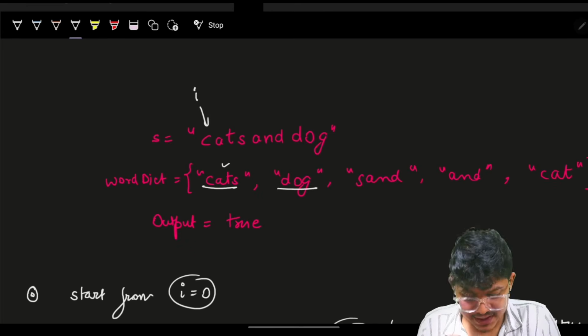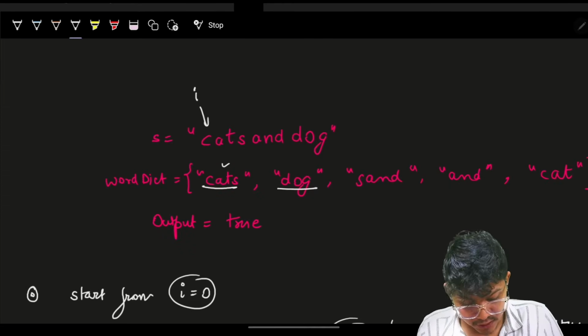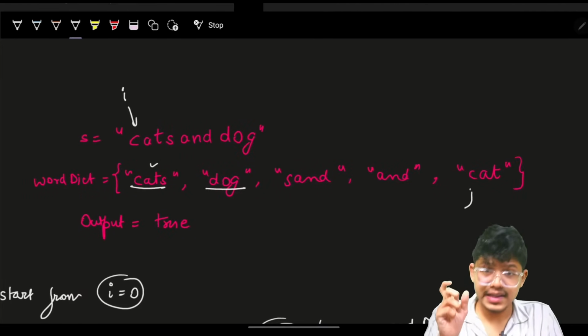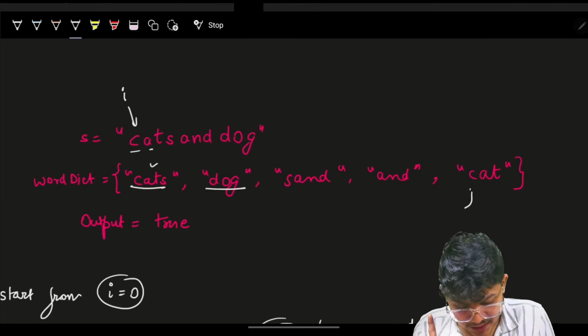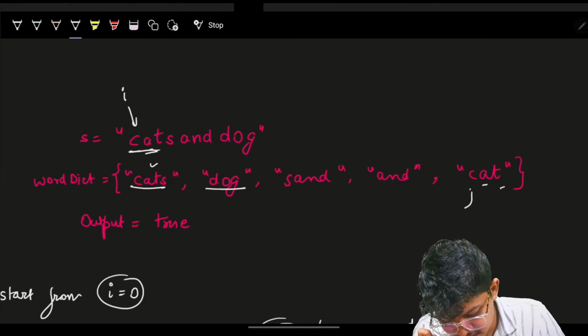Okay, D and C are never matching. Try for this word. S and C are not matching. Try for the next word. A and C are not matching. Try for the next word. C and A are matching. A and A are matching. T and T are matching. Yeah, for sure this word is matching. For sure this is possible.